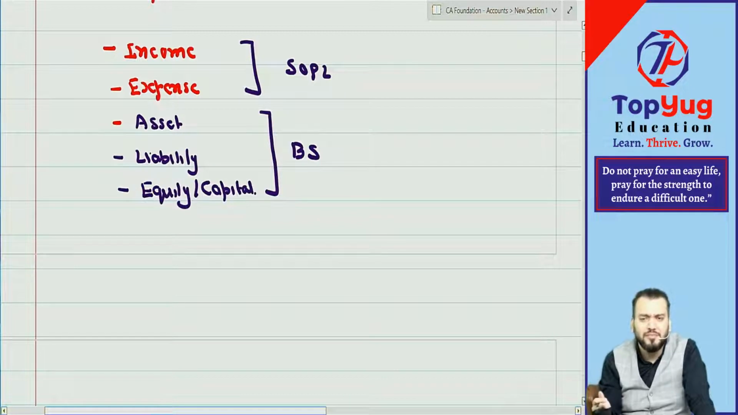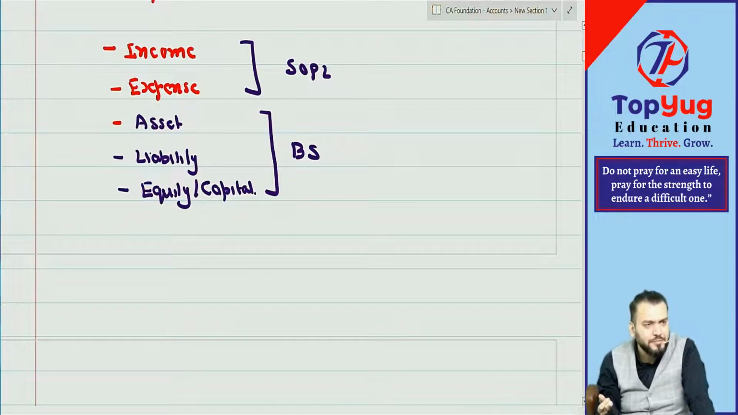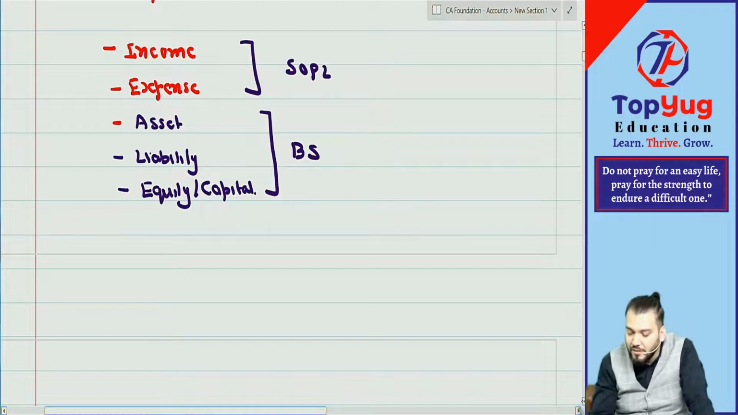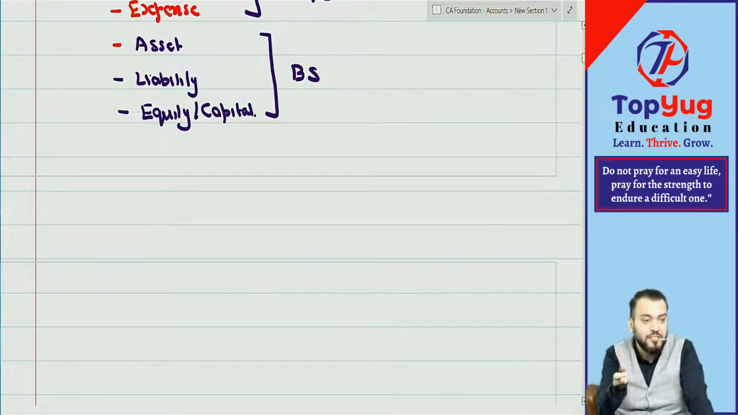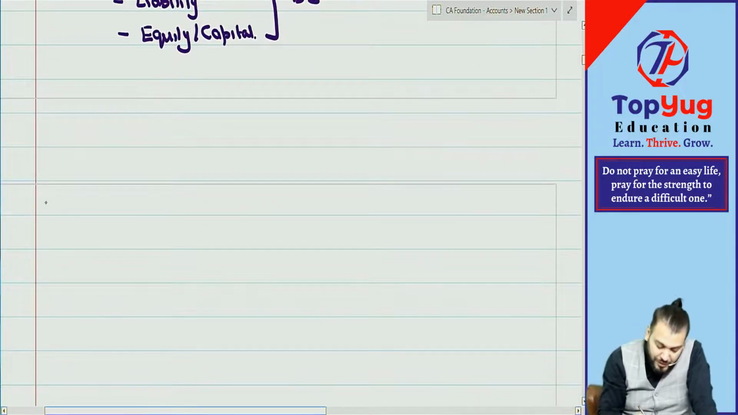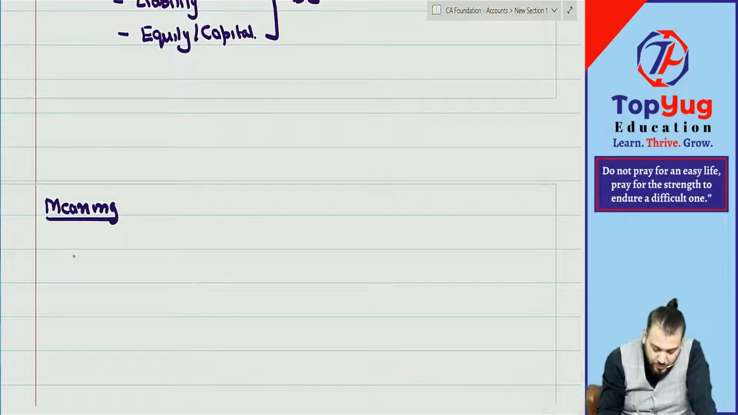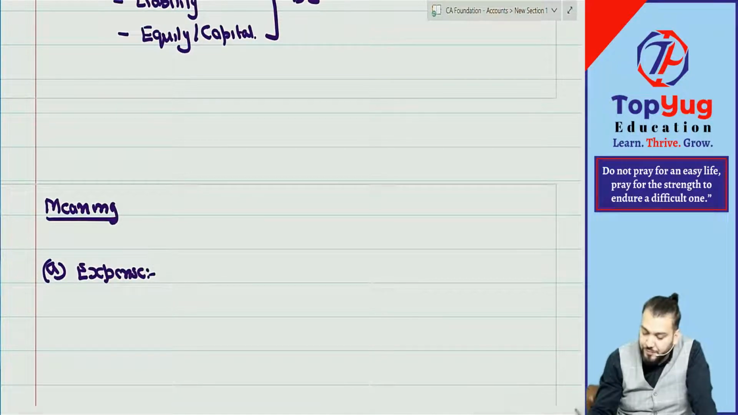Right now, I will not give you the technical meaning. Technical meaning we'll discuss at some other point of time. Right now I will discuss the meaning which you can easily understand, from the point of view of understanding the recording, so that we can identify this is an expense, this is an income, this is asset, this is liability. So let us start with the meaning. First, what is the meaning of expense?